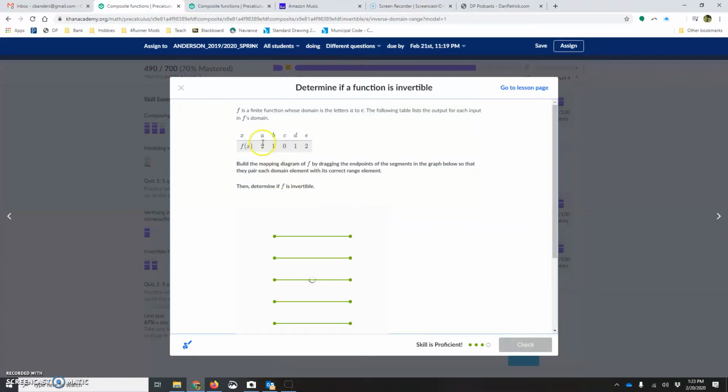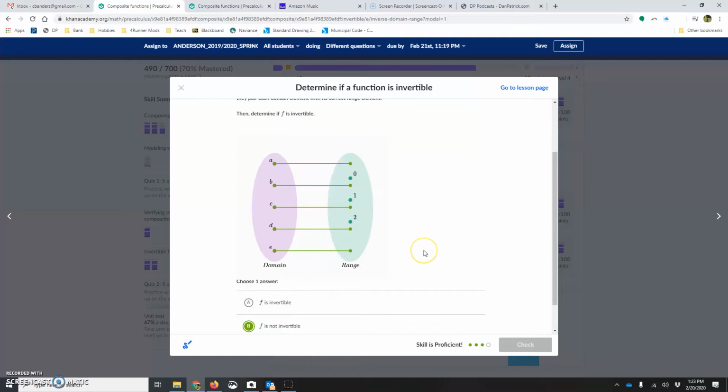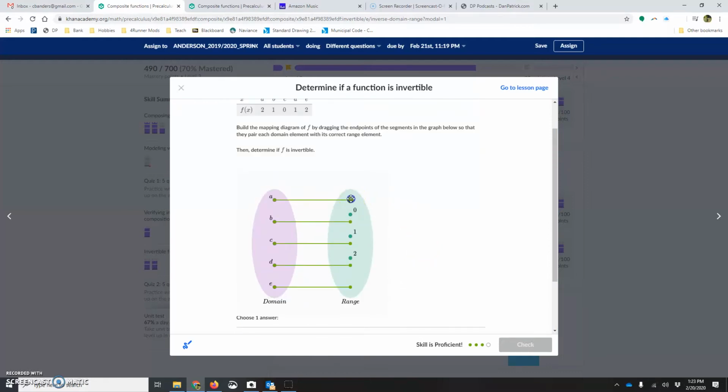And finally, if you look at the table only, A goes to 2, and E goes to 2, which means the inverse, 2 goes to A and E. 1 goes to B and D. No, this is not invertible. And then let's just assign the numbers. So A goes to 2, so does E. B and D go to 1, and C goes to 0. And there we are. And we're done.